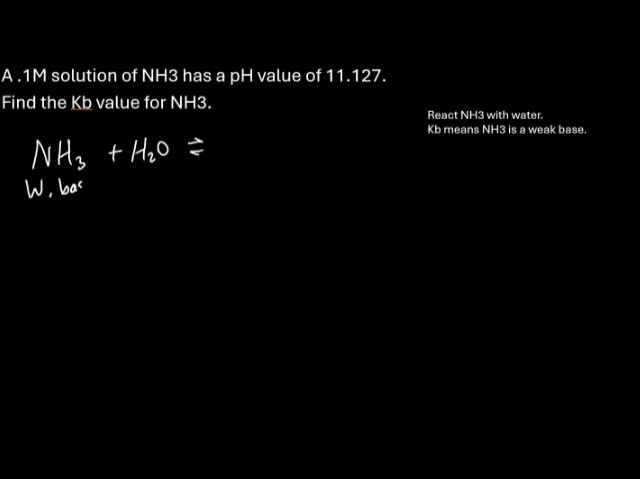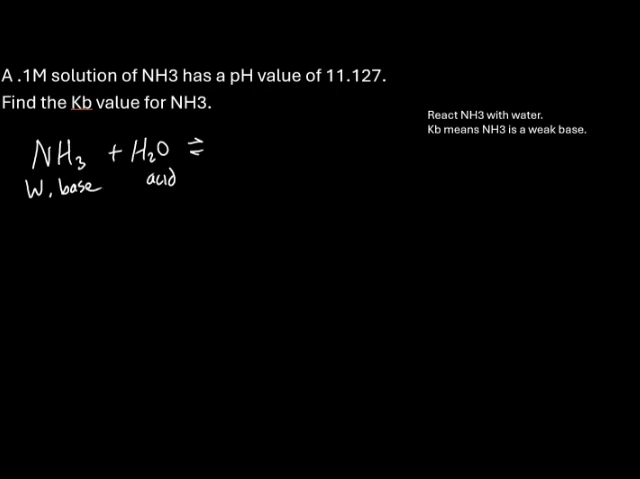To start off, we're going to write a reaction of that NH3 with water. The fact that we've also said that this will have a Kb value tells you that NH3 will be a weak base. Let's say NH3 plus water yields, with a double arrow, some conjugate acid and some conjugate base. Let's remind ourselves that NH3 is a weak base, meaning water must act as an acid.